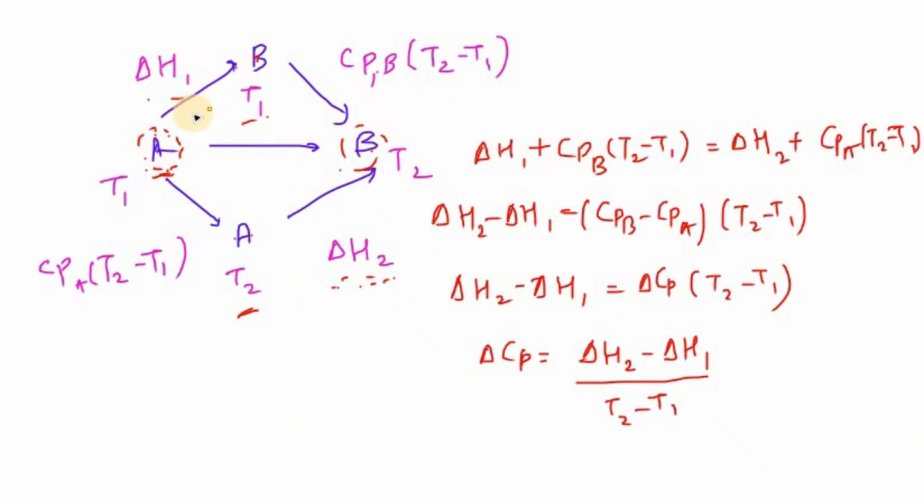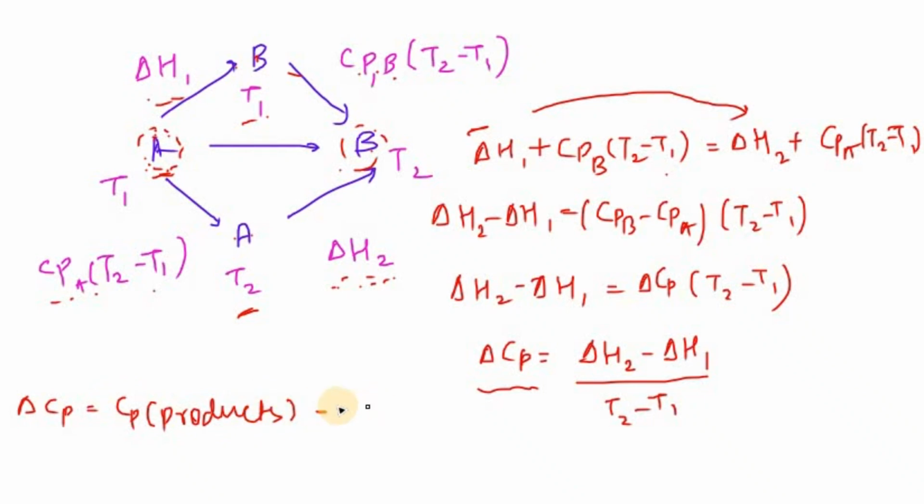If we go by the first path, A to B is delta H1 plus, within B, when we increase the temperature at constant pressure, it is Cp of B times T2 minus T1. When we are talking about enthalpy, we are talking about constant pressure. Now if we go by the other process, we raise the temperature of A from T1 to T2, which is Cp of A times T2 minus T1, and then the reaction enthalpy is delta H2. Equating, delta H2 minus delta H1 equals Cp of B minus Cp of A times T2 minus T1. So this is delta Cp, and delta H2 minus delta H1 equals delta Cp times T2 minus T1. We can calculate delta Cp as Cp of products minus Cp of reactants.